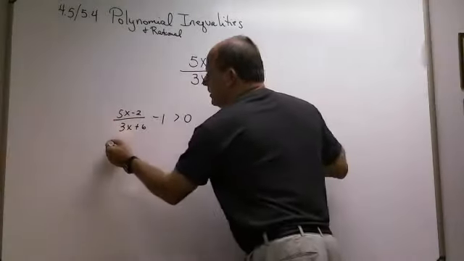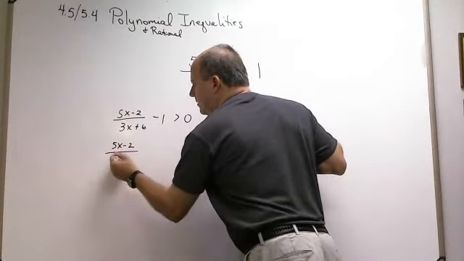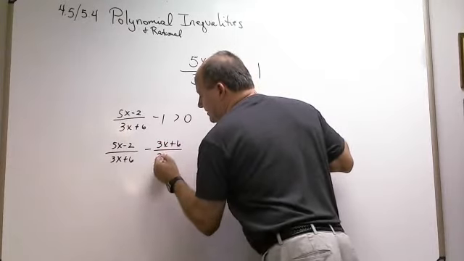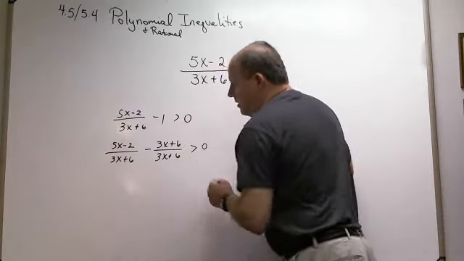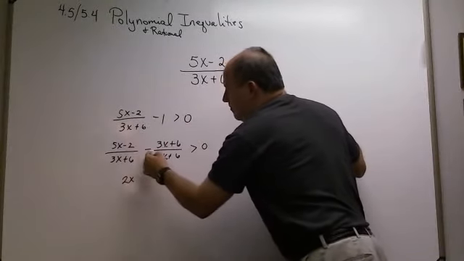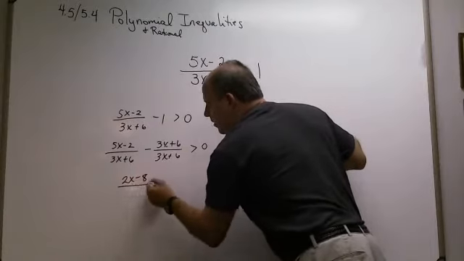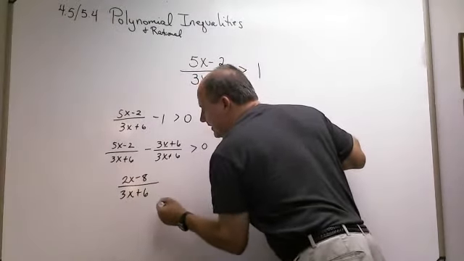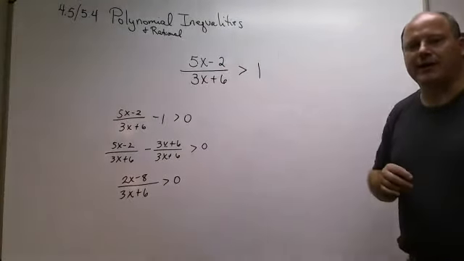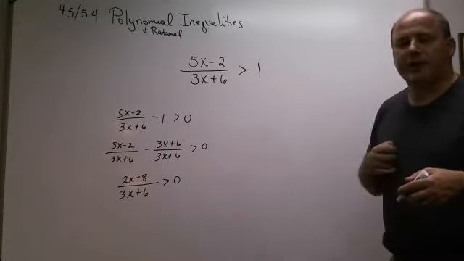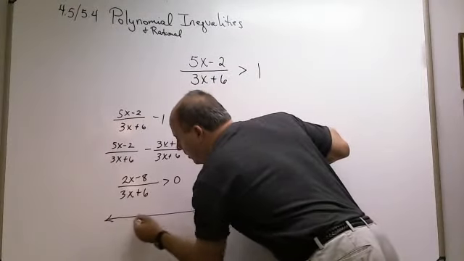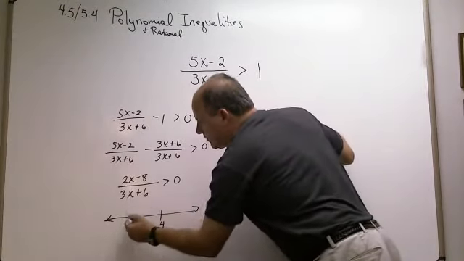So what you would do is get a common denominator, which is (3x plus 6) over (3x plus 6). That's really 1. Then 5x minus 3x is 2x, and negative 2 minus 6 is negative 8, over 3x plus 6, and that's greater than 0. Now you do exactly what we did in the last part. When is this greater than 0? The top is 0 when x is 4, and the bottom is equal to 0 when x is negative 2.